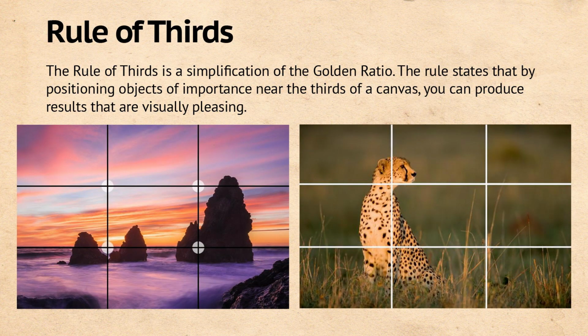The second rule is called the rule of thirds, and it is a simplification of the golden ratio. This rule simply states that by positioning objects of importance, be it the main subject of your painting or something you want to draw attention to, near the third of a canvas, you can produce results that are visually pleasing.